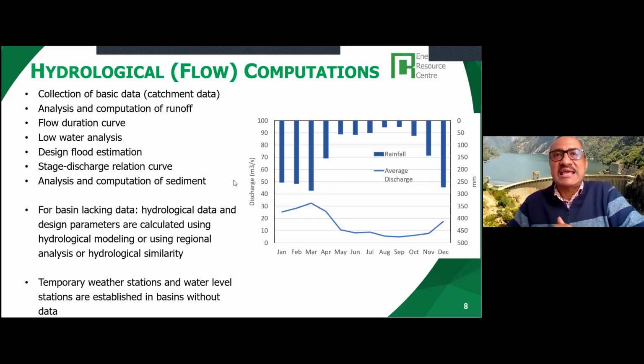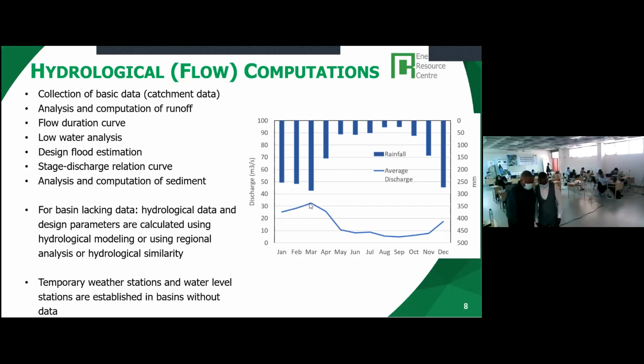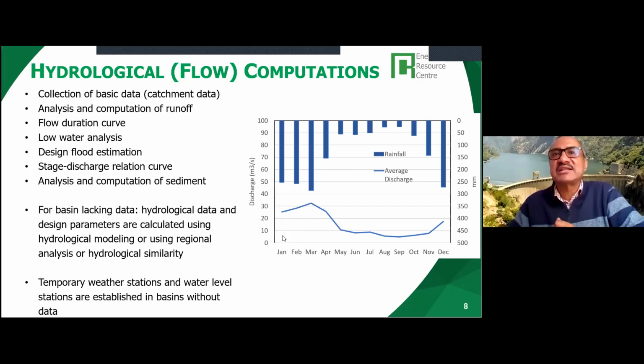On the left y-axis, the y1 axis, is the discharge in cubic meter per second. So it varies from more than 30 cubic meter per second to around 4 or 5, or 3 cubic meter per second in the dry season. So we have to first do the computation of the runoff.